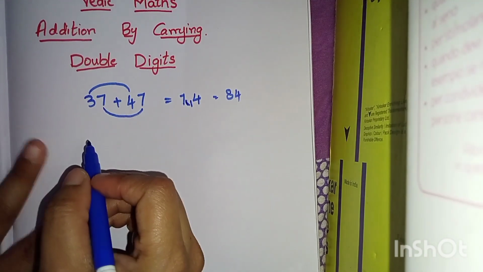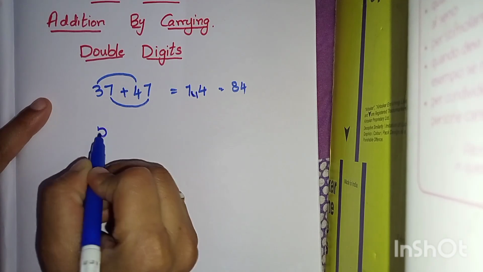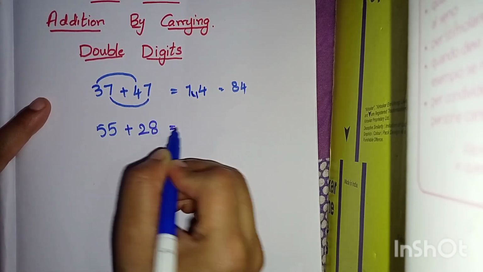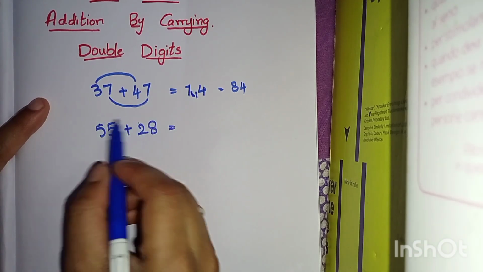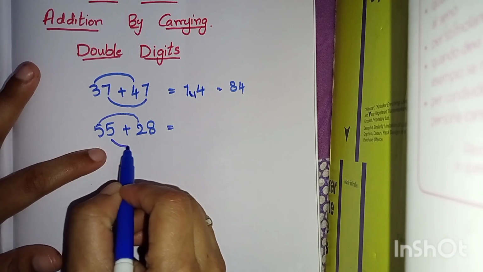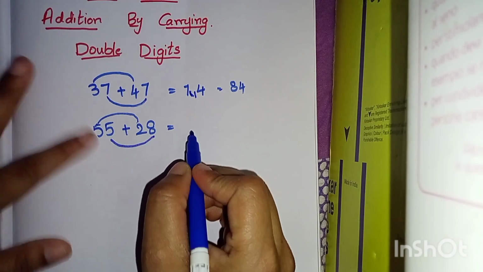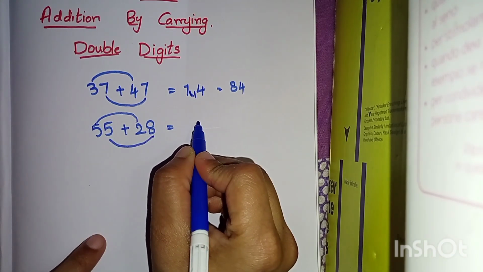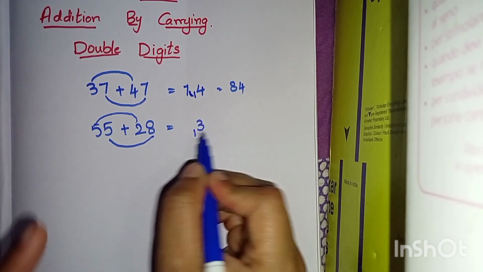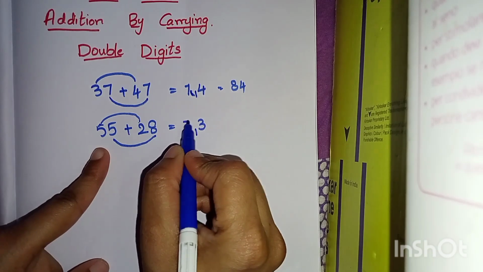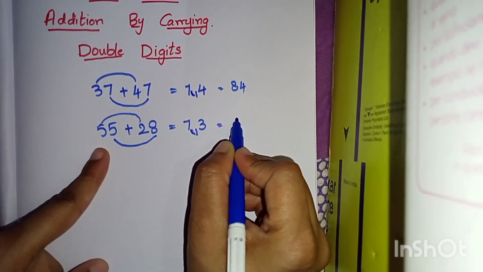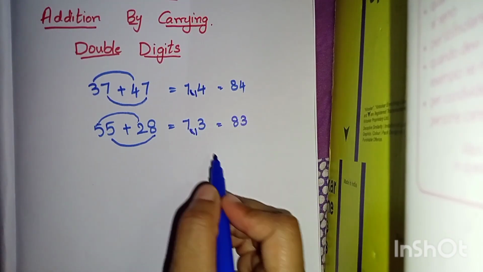Got it, friends? One more I am going to show you. 55 plus 28. 5 plus 2 is 7. Don't write it, let it be as it is. 5 plus 8 is 13. In 13 you write the end digit first, and the tens place value 1 you write little bit small. And 5 plus 2 is 7, right? So what is the answer now? You add this both and make it 8, and the answer is 83.